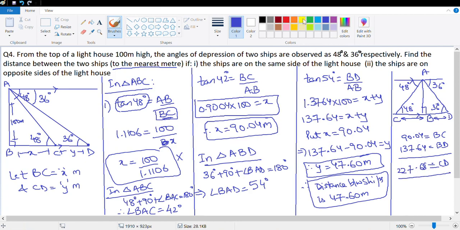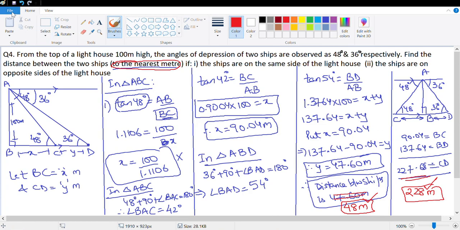I suddenly realized I've made a mistake. They wanted the answer to the nearest meter. So that's the mistake that I've done, so I will need to change this. So 47.60 is 48 meter. I'll have to round it off to the nearest meter. In this case, it is 227.68, which means I will round it off to 228 meters. So if they are on the opposite sides, the distance between them is 228. If they are on the same side, then the distance between them is 48 meter.